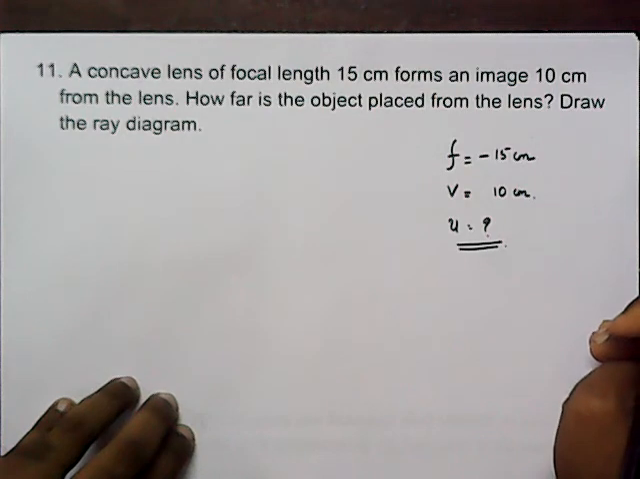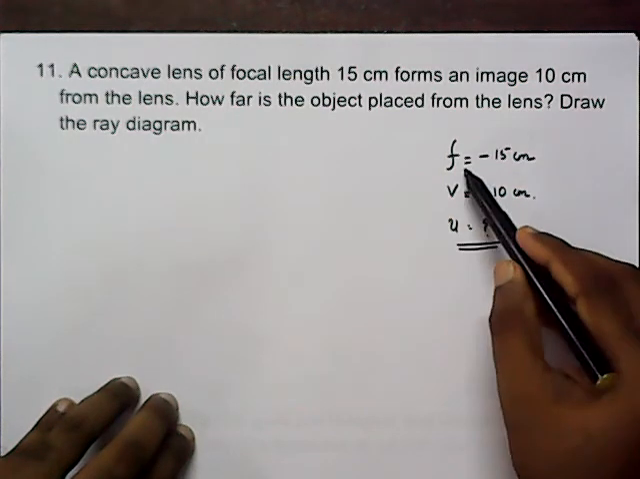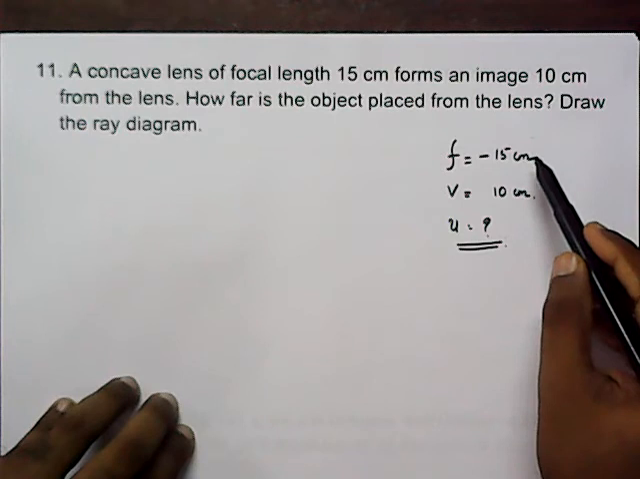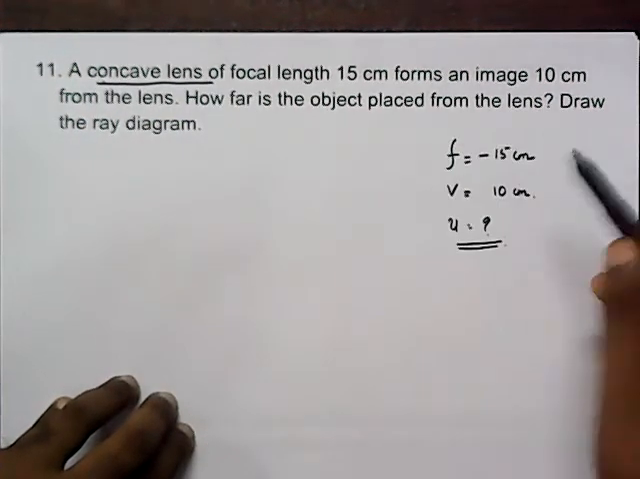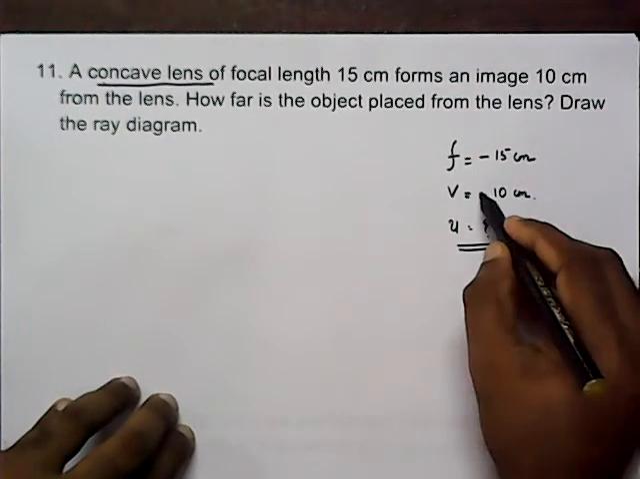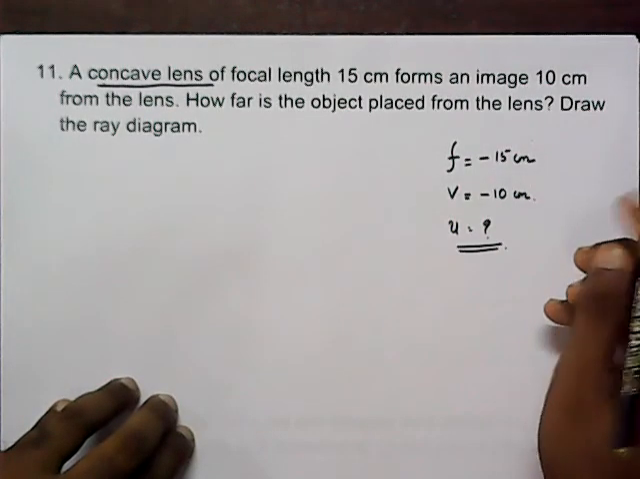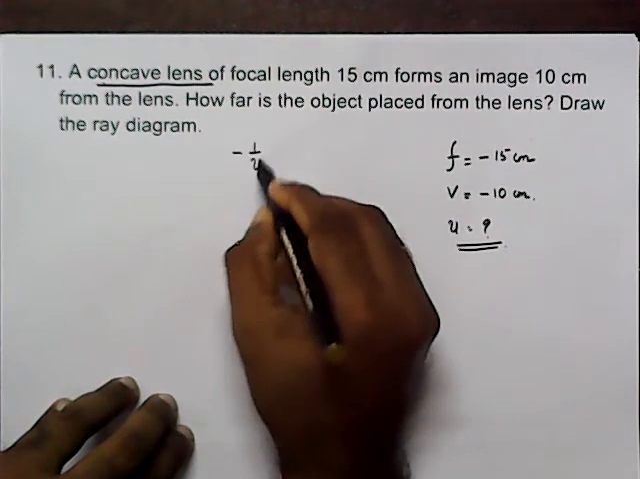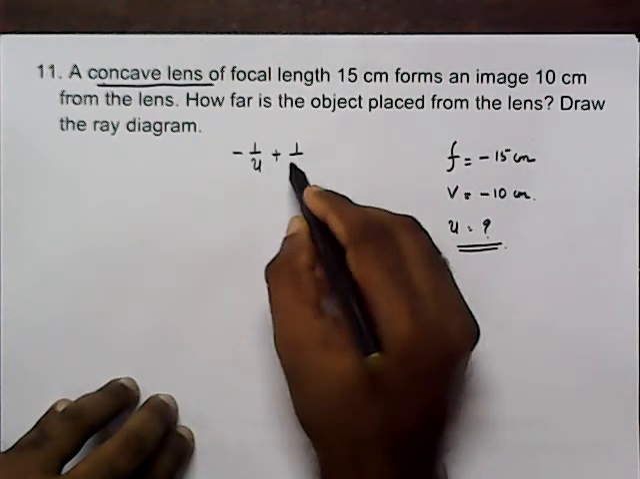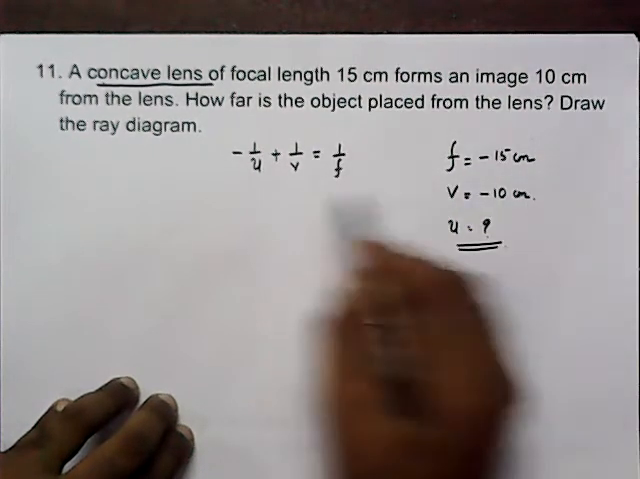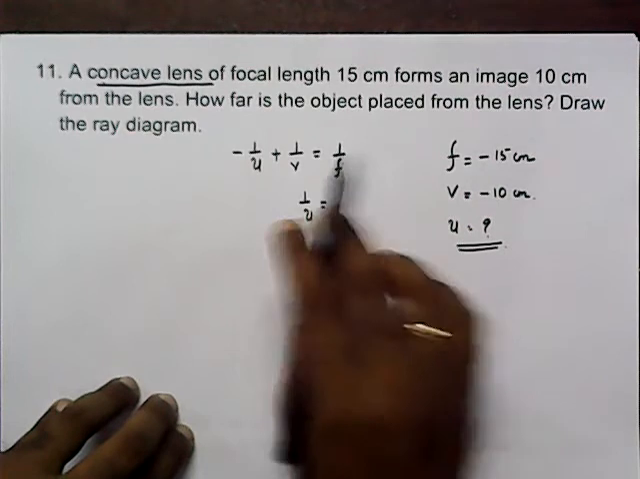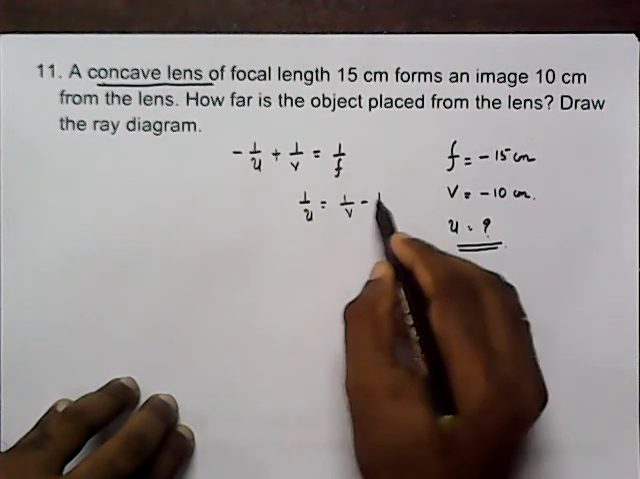See, in the normal cases, for a concave lens, wherever the location of the object is, the image is formed on the same side. So we can use the simple relation 1 by u plus 1 by v is equal to 1 by f. So 1 by u, take the value equal to 1 by v minus 1 by f.